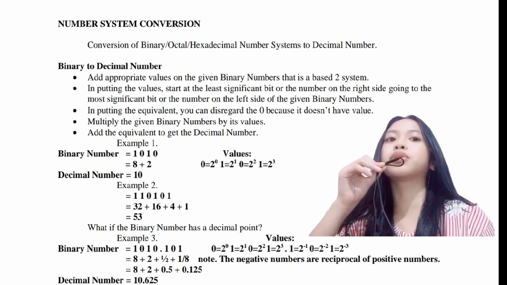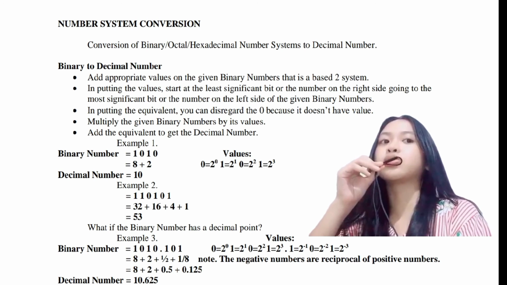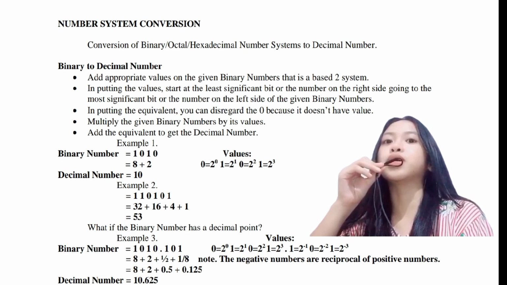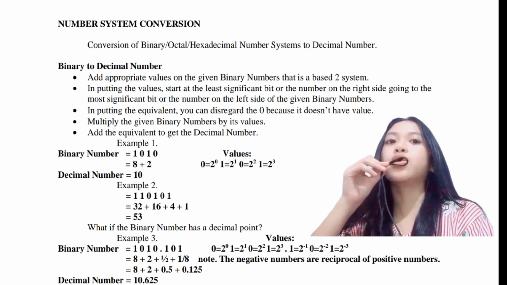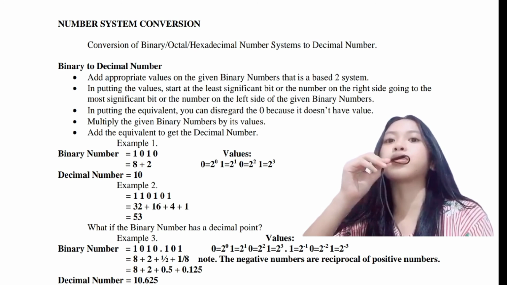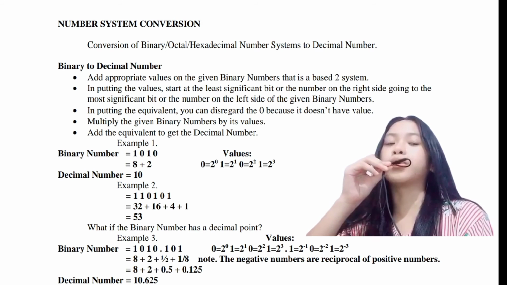Multiply the binary numbers by its values. 1 times 2 to the power of 3 is equal to 8, and 1 times 2 to the power of 1 is equal to 2. As you notice, the zeros are not included because in getting the equivalent, we can disregard the zeros because they are off and don't have value. So let's focus on the numbers that have 1. To get the equivalent in decimal, add the two numbers, which is 8 plus 2 is equal to 10. So that's it. If the binary number is 1010, the decimal number is 10.